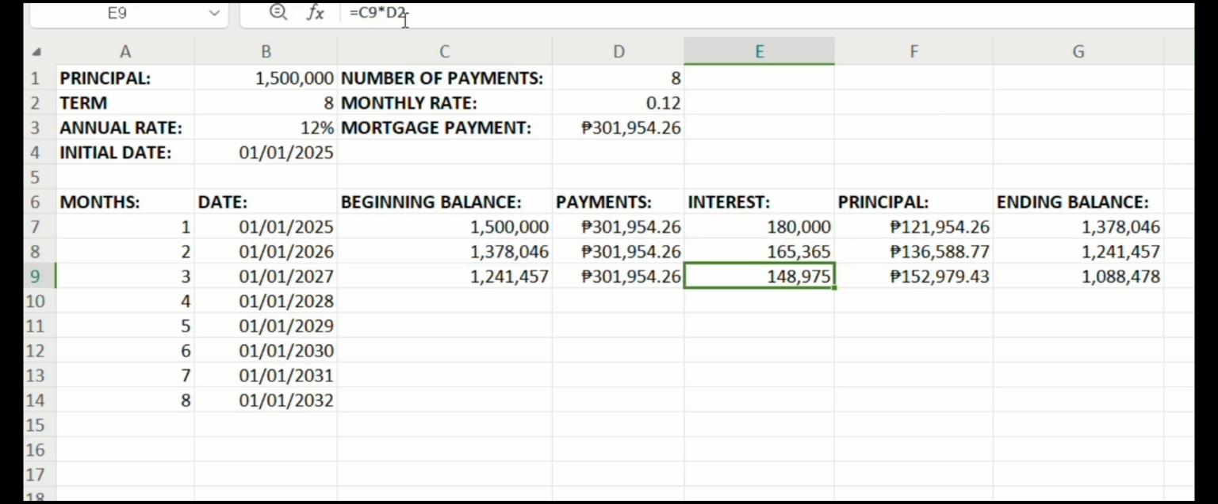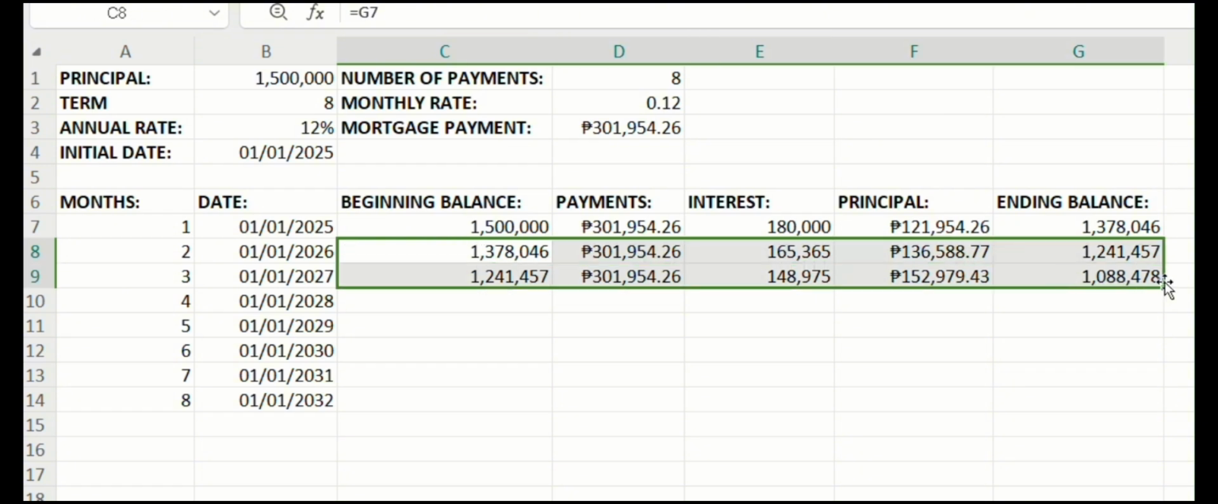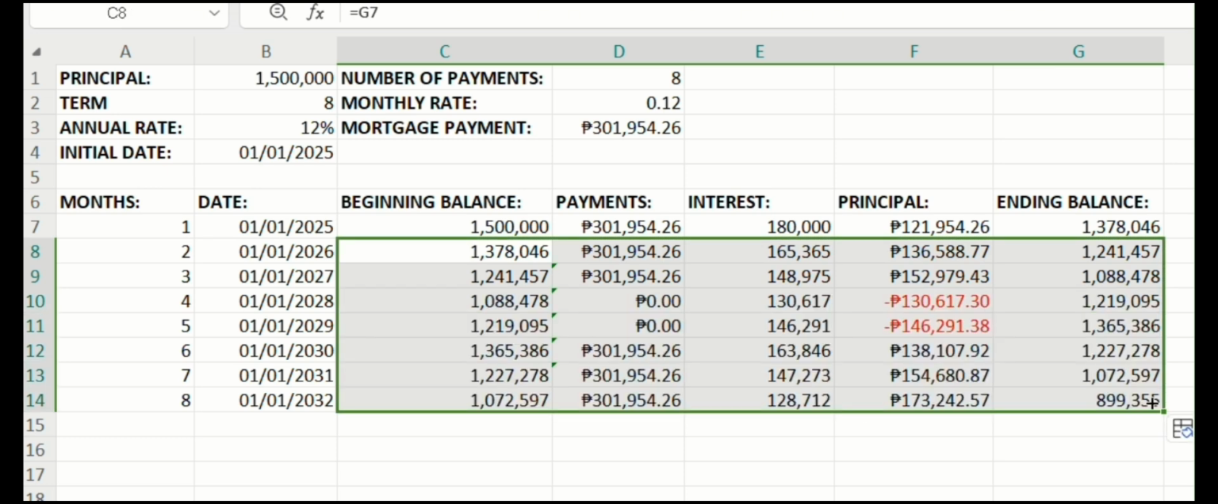Same process in the third year's interest: C9 multiplied by $D$2. So let's try again if the computations are correct. As you can see, there are some errors again. There are some red numbers in the principal, and there are some zero payments. So we need to change that.